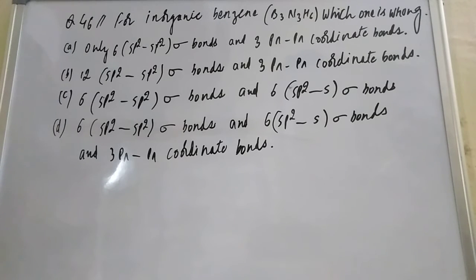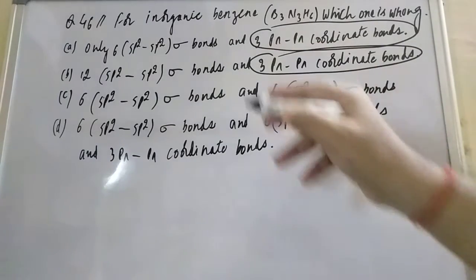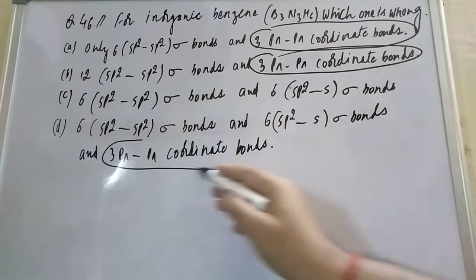So 6 sp2 sigma bonds and 3 p-pi coordinate bonds, that is okay. And for boron, option B, 12 sp2 sigma bonds and 3 p-pi coordinate bonds. Option C, 6 sp2 sigma bonds and 6 sp2s sigma bonds, and option D, 6 sp2 sigma bonds and 6 sp2s sigma bonds and 3 p-pi coordinate bonds. So dear friend, here you see this is a coordinate bond, 3 p-pi, here is a coordinate bond, and here is a coordinate bond.